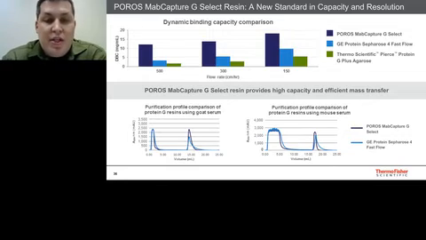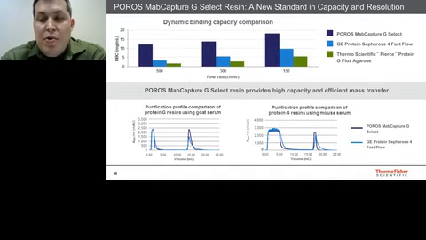Poros Mab Capture G Select is setting the new standard for Protein G resins. The top graph shows dynamic binding capacity using human IgG for the new Poros Mab Capture G Select as compared to the leading Protein G resin in the market, Protein G Sepharose 4 Fast Flow, and our historic Protein G plus Agarose resins. Mab Capture G Select maintains close to double the binding capacity when compared to Protein G Sepharose 4 Fast Flow and maintains binding capacity over a wide range of flow rates.